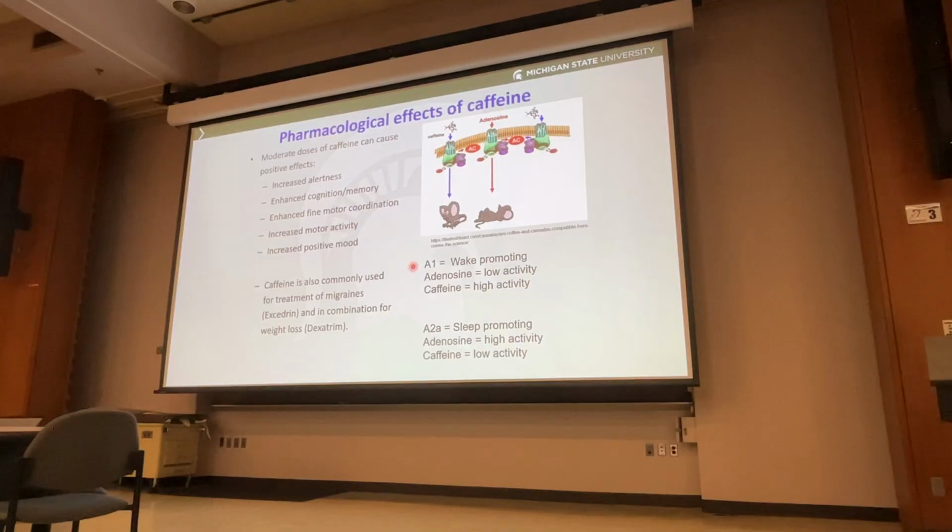So this is a really interesting system, because you have two different receptors within the same family that have two opposite effects. We'll walk through a little bit more of that in just a bit. But caffeine is also used to treat migraines or for weight loss.